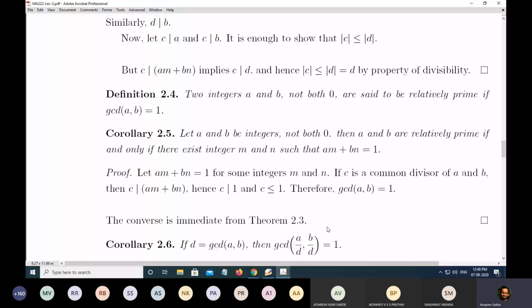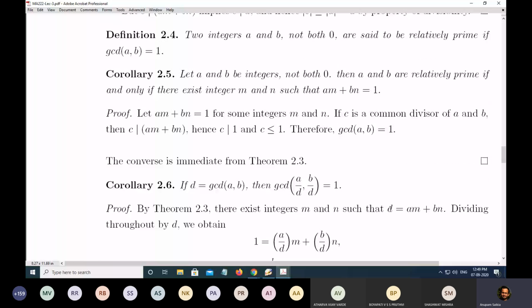But let's prove it using the theory that we have built up. If D is the GCD of A and B, I can write D as a combination of A and B with some integers M and N. And I just divide by D on both sides. So I get 1, and since A is divisible by D, I can say that it is A/D times M plus B/D times N. Remember that these are integers.